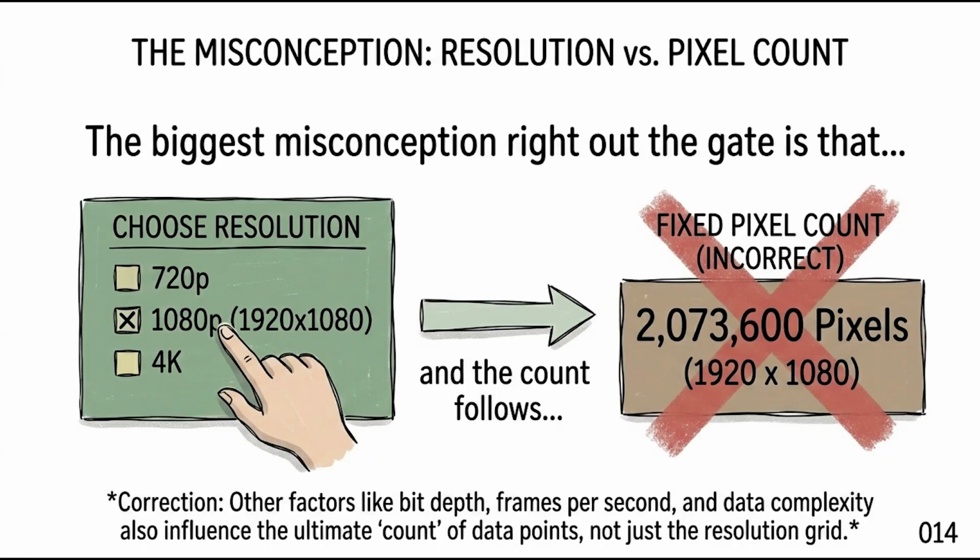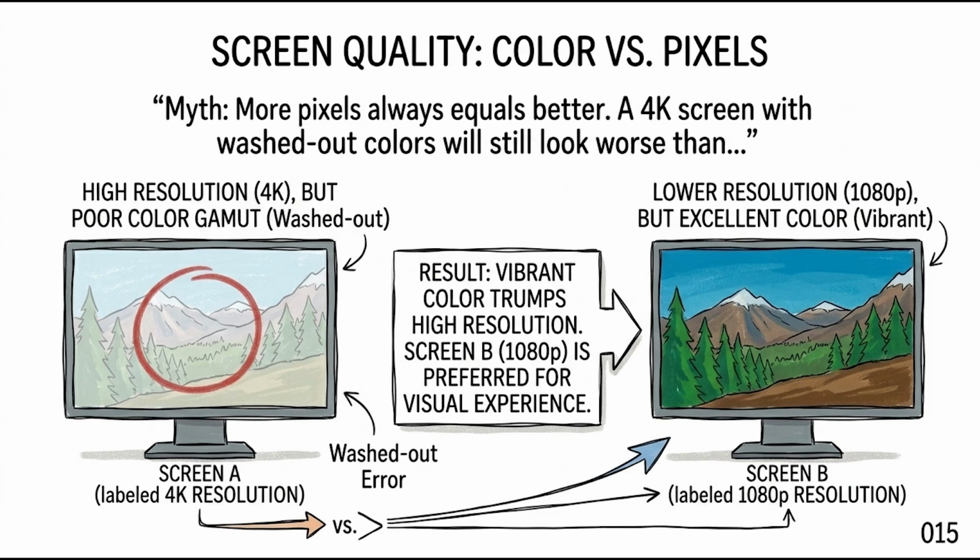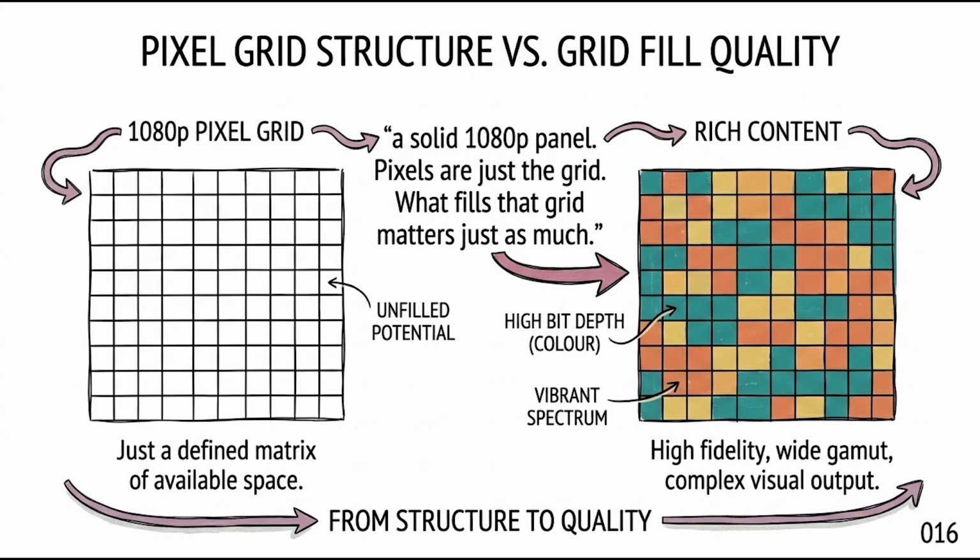The biggest misconception right out the gate is that more pixels always equals better. A 4K screen with washed-out colors will still look worse than a solid 1080p panel. Pixels are just the grid. What fills that grid matters just as much.